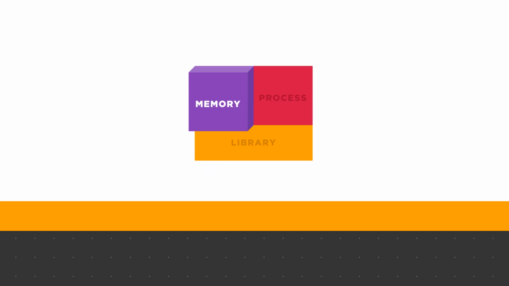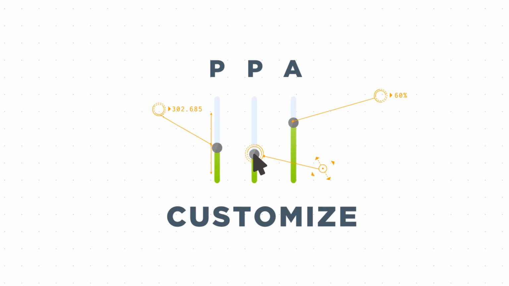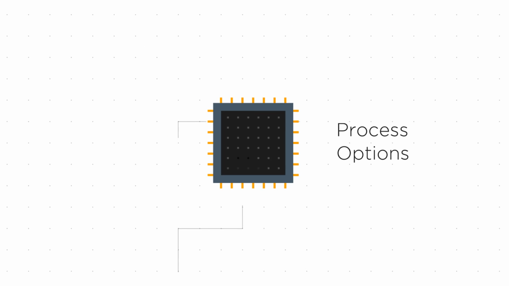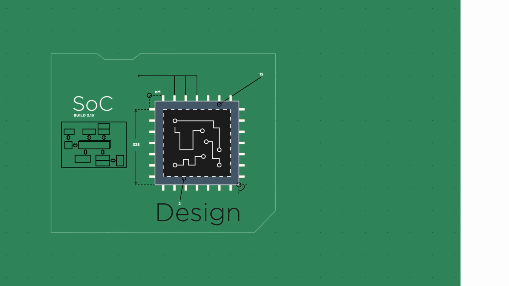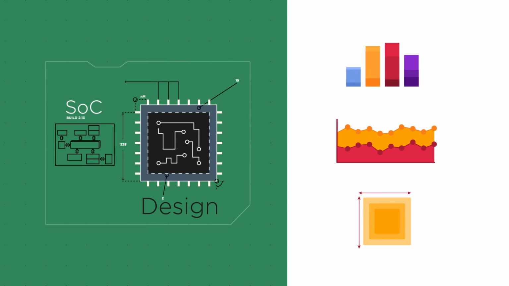Explore memory configurations for your implementation recipe in real time. Find new opportunities for customization. Find the best IP, operating conditions, and process options to meet your design goals. With eSilicon Star, you can deliver your SoC optimized to hit your targets.